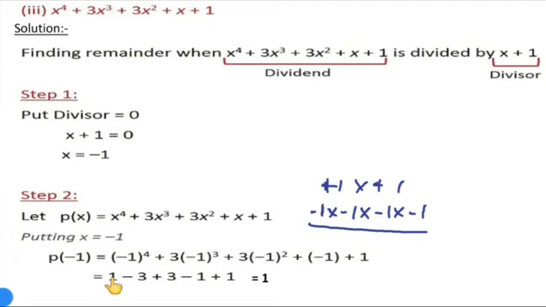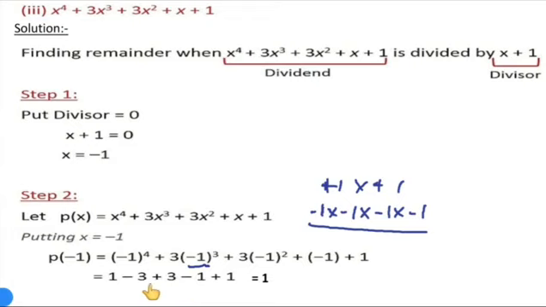And 3 into minus 1 whole cube. Minus 1 whole cube value we get minus 1. So 3 into minus 1 we get minus 3. And similarly minus 1 whole square we get 1. 3 into 1 we get 3, and minus 1 we write the same, plus 1.